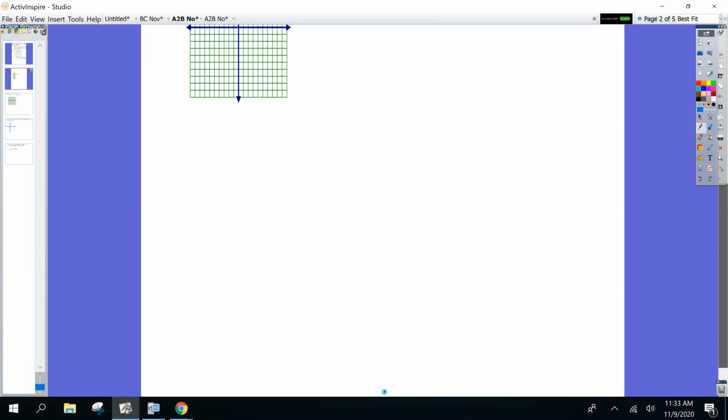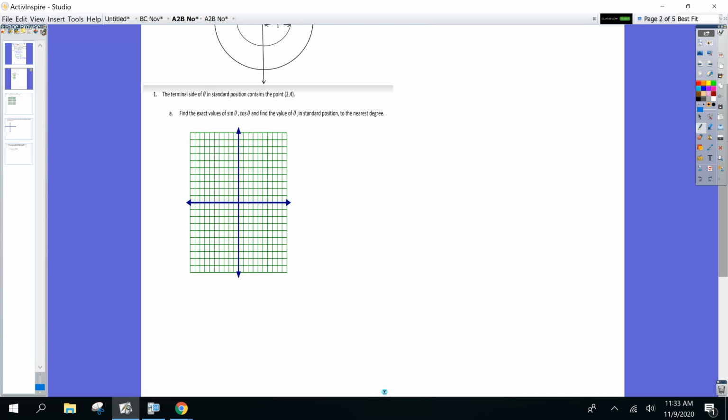Okay, let's talk about number 1 right off the bat, because I'm going to get heavy and intense. Terminal side of an angle contains 3, 4. Remember what terminal side meant. First side is on the x-axis. The other side goes through 3, 4. So everyone graph 3, 4 on your graph right now. That's where the terminal side goes through. 1, 2, 3, 1, 2, 3, right here.